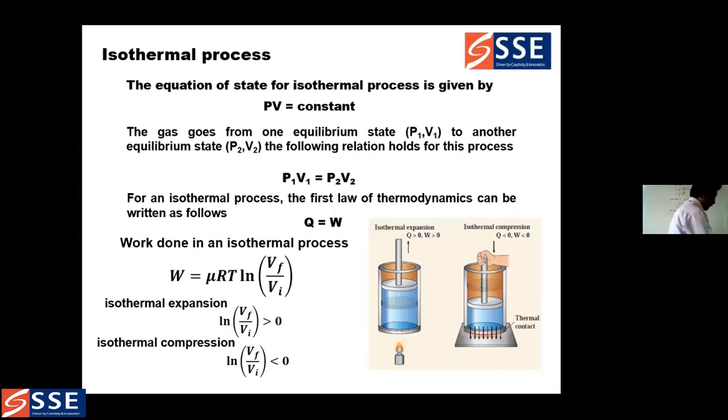Isothermal expansion tells us that Vf by Vi is greater than 1 for expansion. For compression, Vf by Vi will be less than 1. Greater than 1 means Vf is greater than Vi, and less than 1 means we get decimal numbers, so Vf is lesser than Vi.